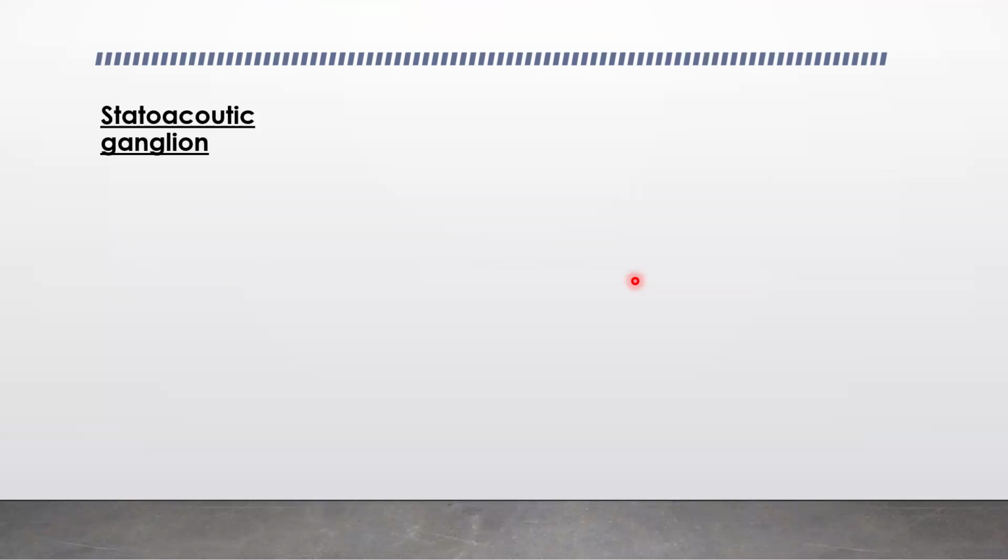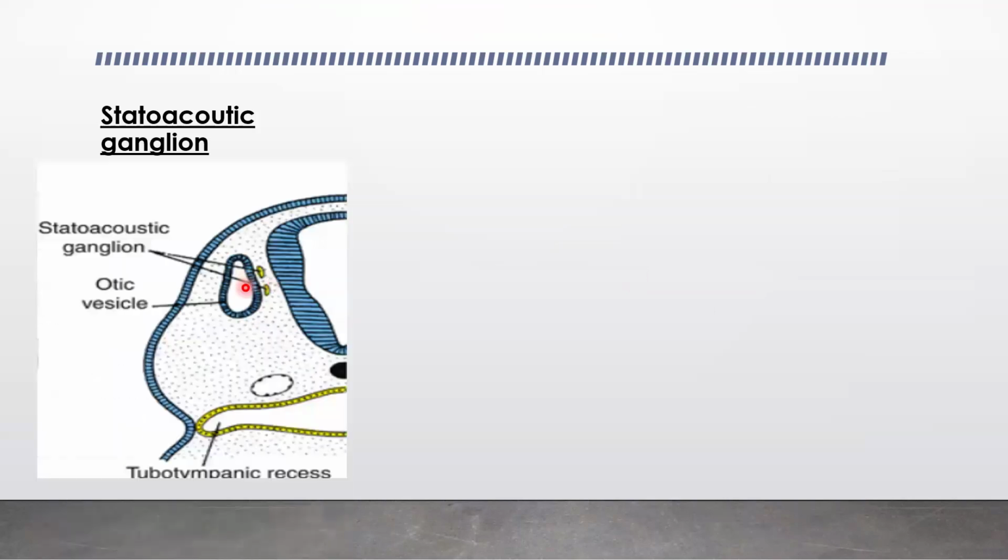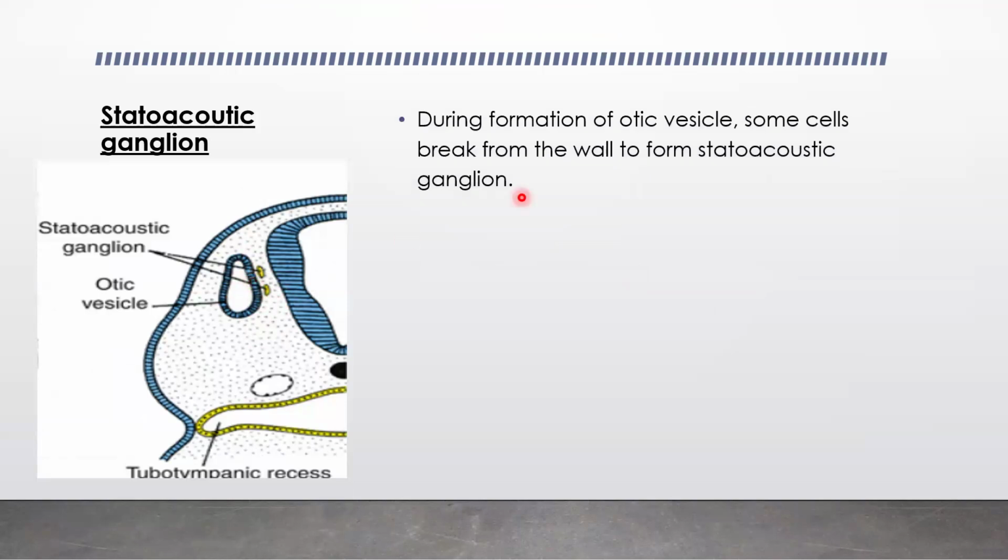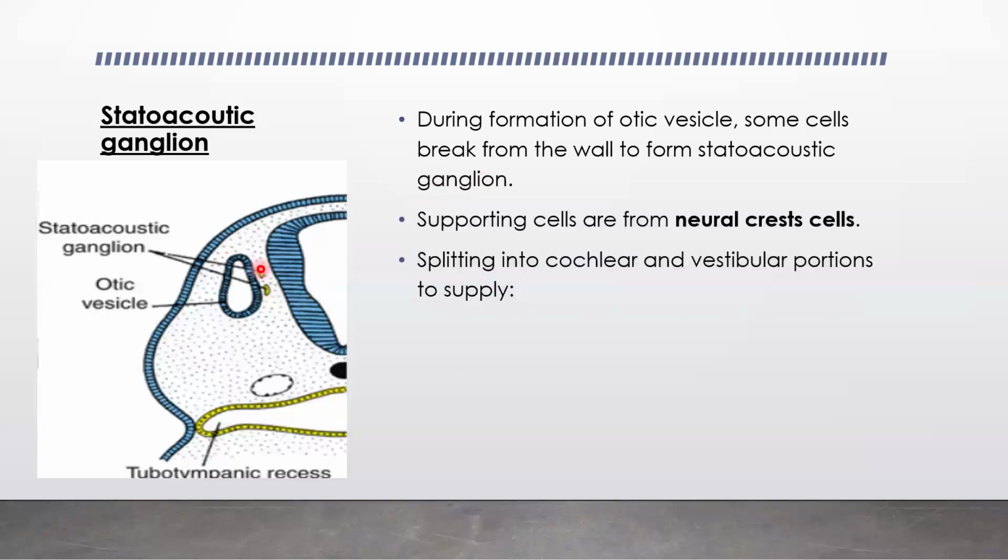Let's speak about the statoacoustic ganglion. For this statoacoustic ganglion, we'll have these cells of the otocyst differentiating from the walls, as you can see here. So this is statoacoustic ganglion developing from the inner wall of the otocyst or the otic vesicle. So during formation of the otic vesicles, some cells will break from the wall to form statoacoustic ganglion. And then now this statoacoustic ganglion, the supporting cells will come from the neural crest cells.